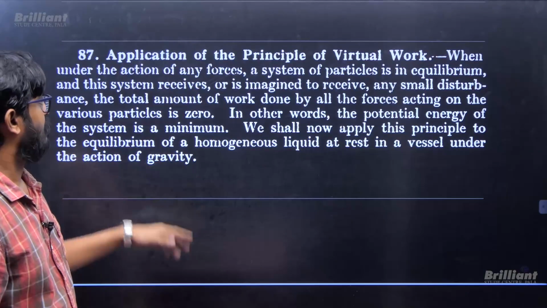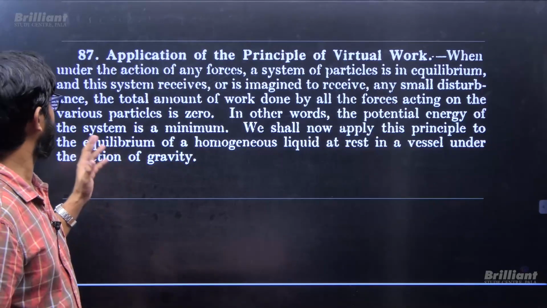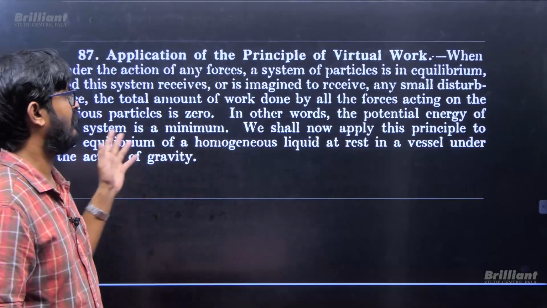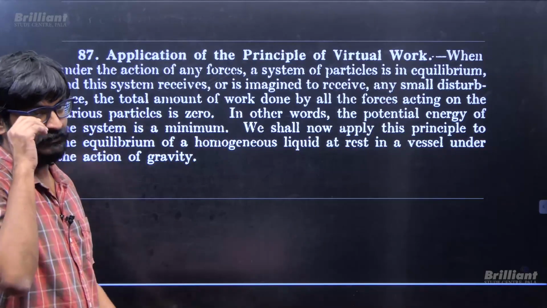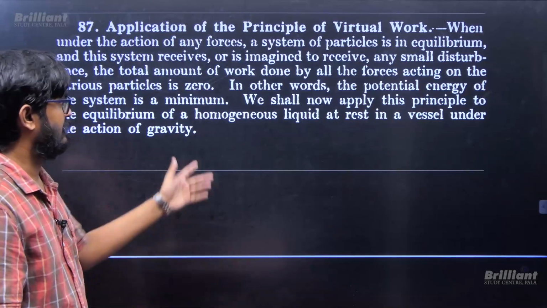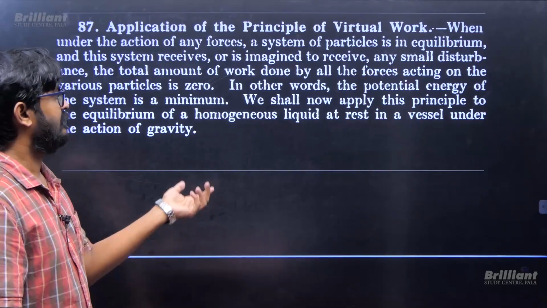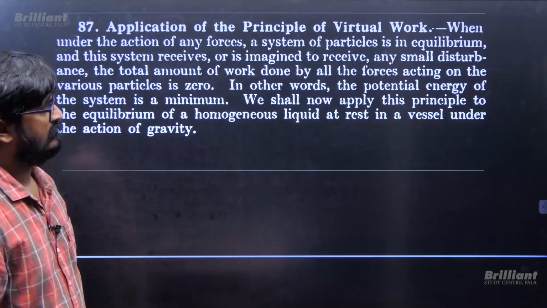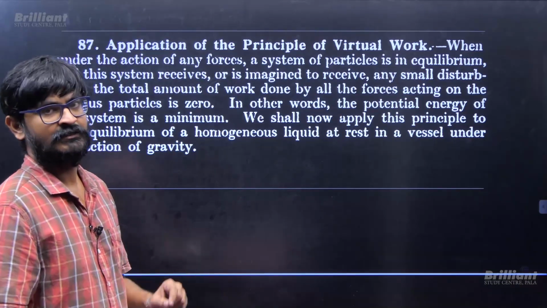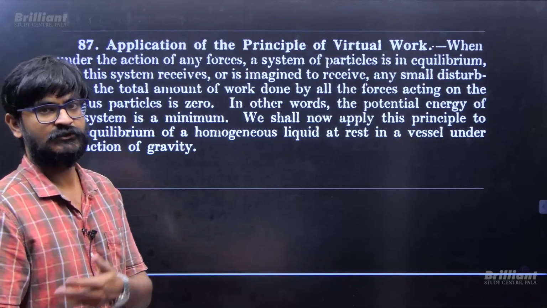When under the action of any forces a system of particles is in equilibrium, and the system receives or is imagined to receive any small disturbance, the total amount of work done by all the forces acting on the various particles is 0. That should intuitively make sense. Anyway, you can read it by yourself and try to understand. In other words, the potential energy of the system should be minimum. That you are also aware of. We shall now apply this principle. That's called the principle of virtual work. When it is in equilibrium, the small, at least imaginary, work done because of all those forces will be 0, or the other way of saying it is that potential energy should be minimum.